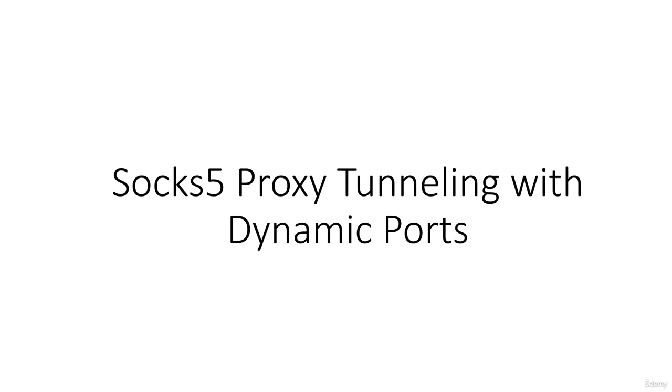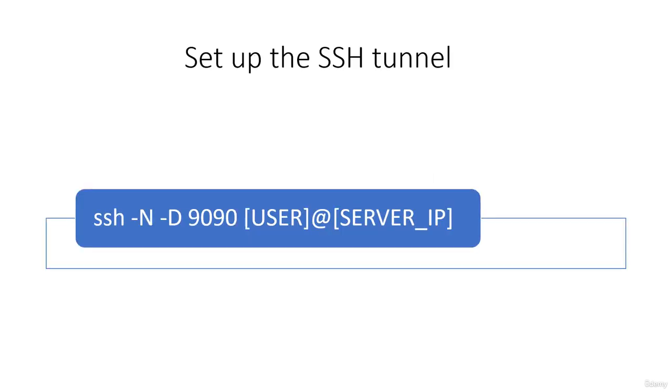First, you have to set up an SSH tunnel. We'll create an SSH tunnel that will securely forward traffic from your local machine on port 9090 to the SSH server on port 22. You can use any port number greater than 1024. Only root can open ports below that, the privileged ports.